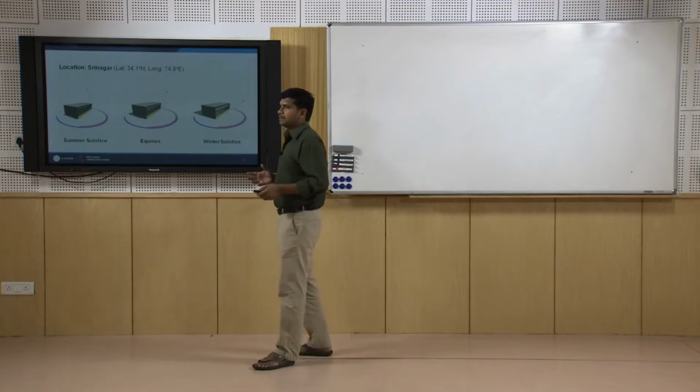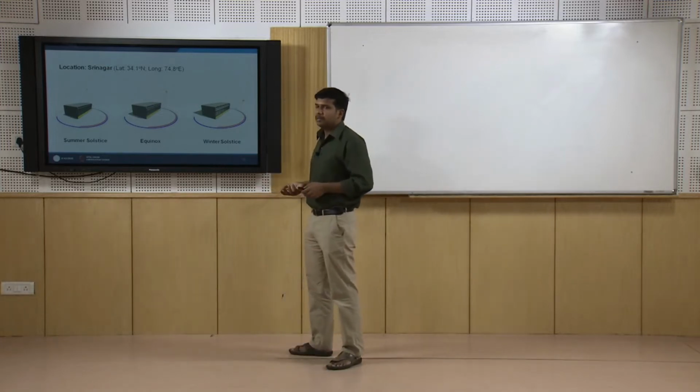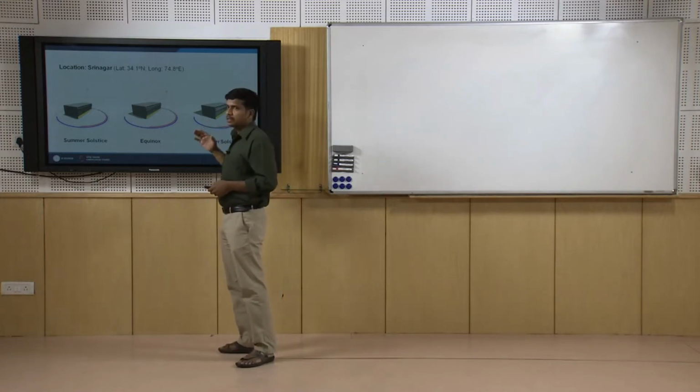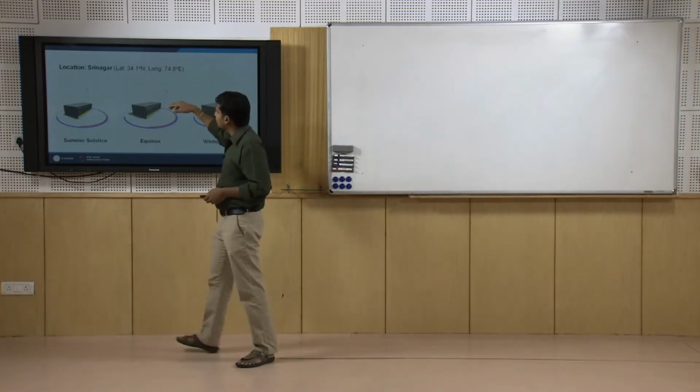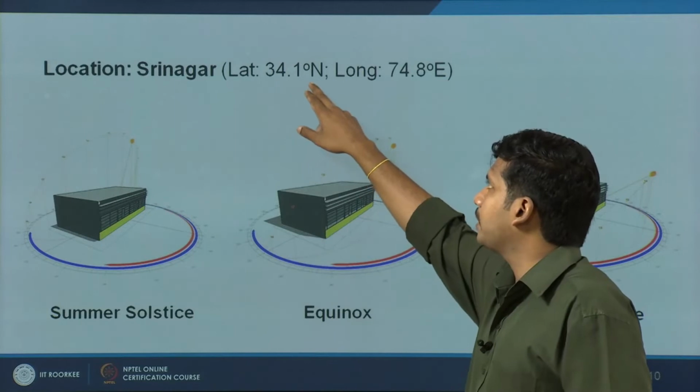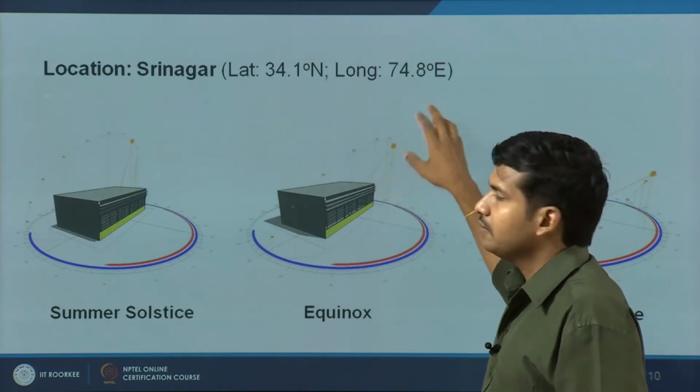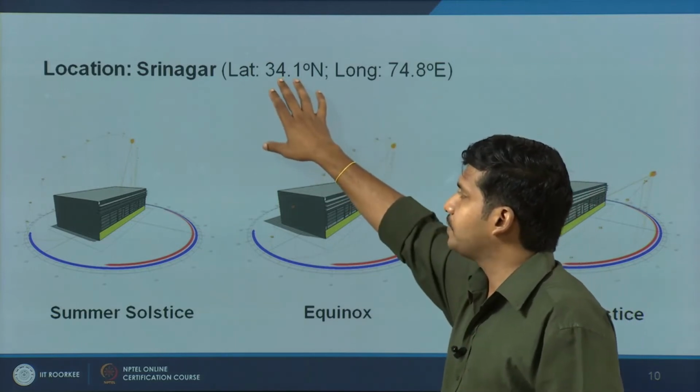Let us consider 2 specific examples to get a better picture of these solar movements. First let us take the location Srinagar, in the northern part of India. The latitude is 34.1 degrees north and the longitude is 74.8 degrees east. First let us look at the impact of change in latitude.